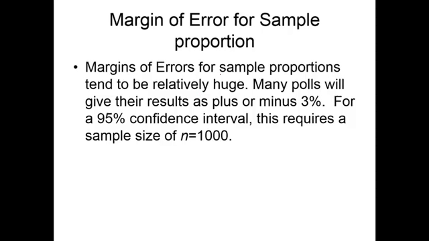Margins of error for sample proportions tend to be relatively huge. Many polls will give their results at plus or minus 3%. To get a 95% confidence interval, this would require you to have n equal to 1,000. So you need a large sample to have a small margin of error for a sample proportion problem.